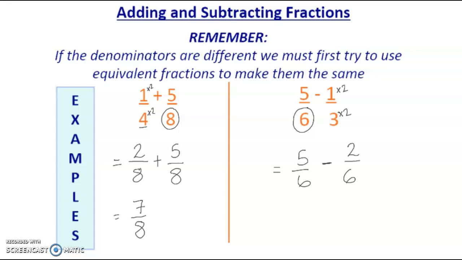So 5/6 take away 2/6. What's my denominator? That doesn't change, that stays 6. So 5 giraffes, take away 2 giraffes. How many giraffes do I have left? 5/6 take away 2/6. That leaves me with 3/6. And that is my final answer.